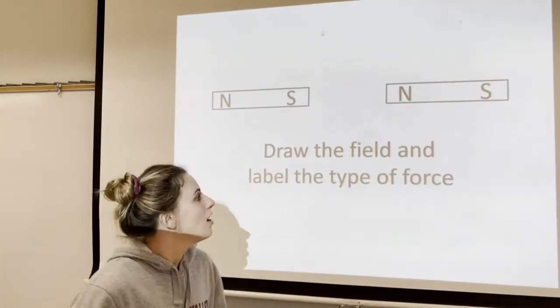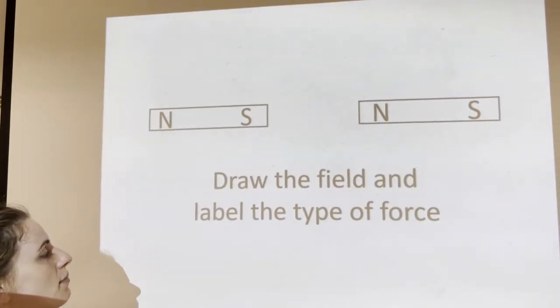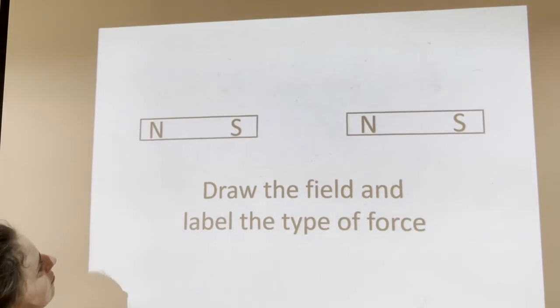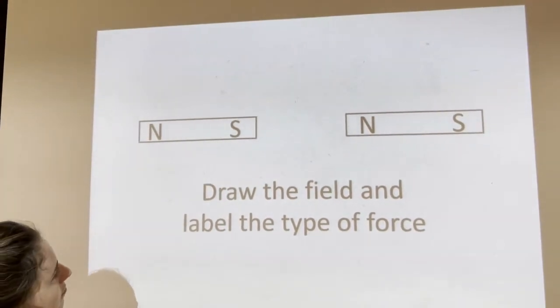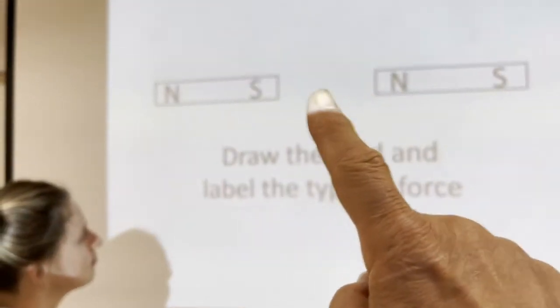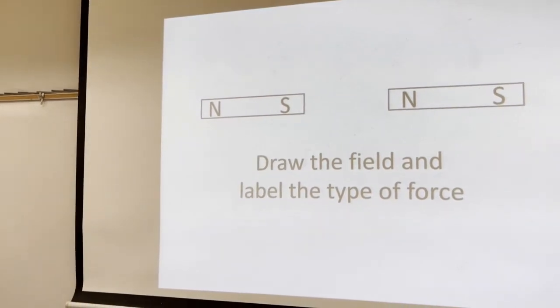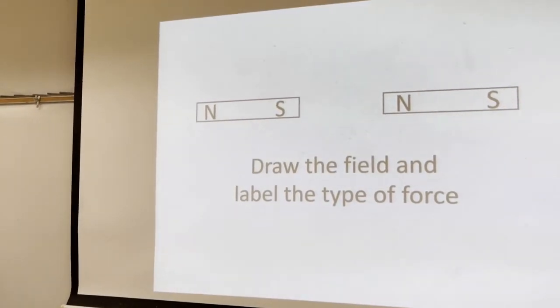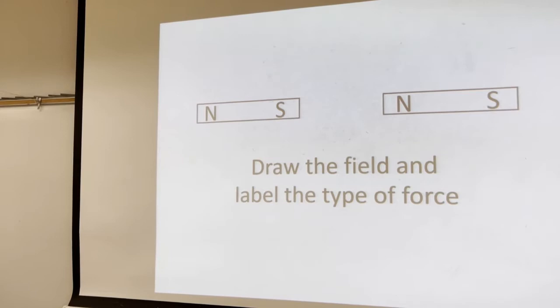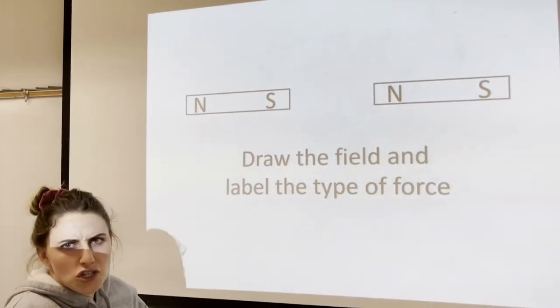Pause the video. I want you to draw the field and label the types of forces. So put two rectangles, put N and S on one and N and S on the other. In the region in between, draw the field, include the arrows, and label what type of force. Remember, you've got two options, attraction or repulsion.